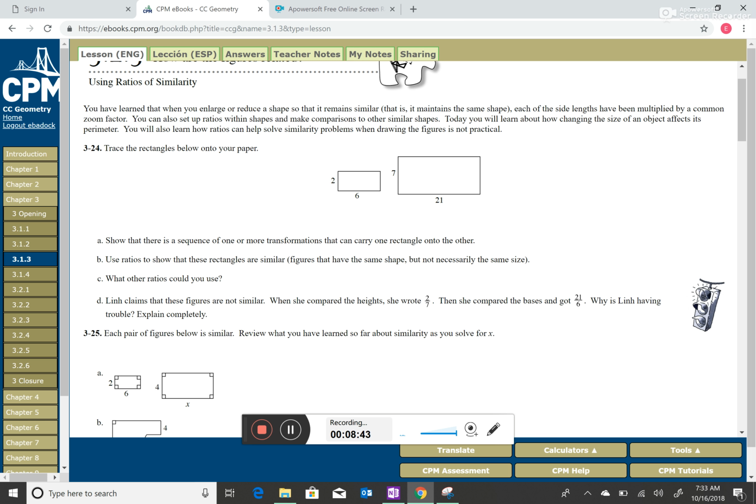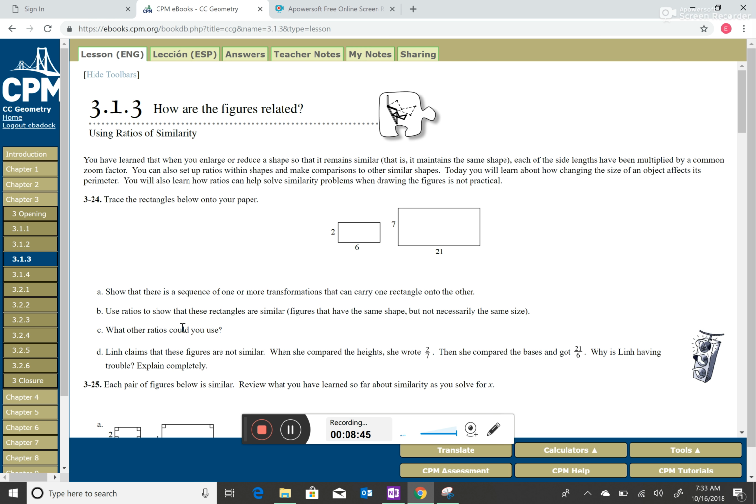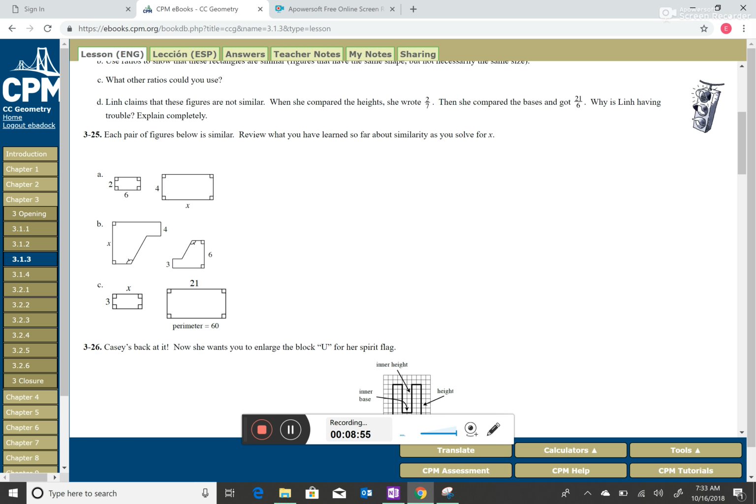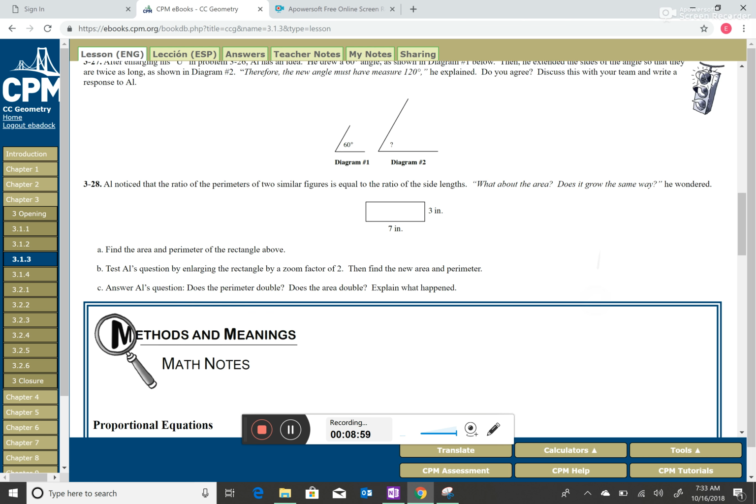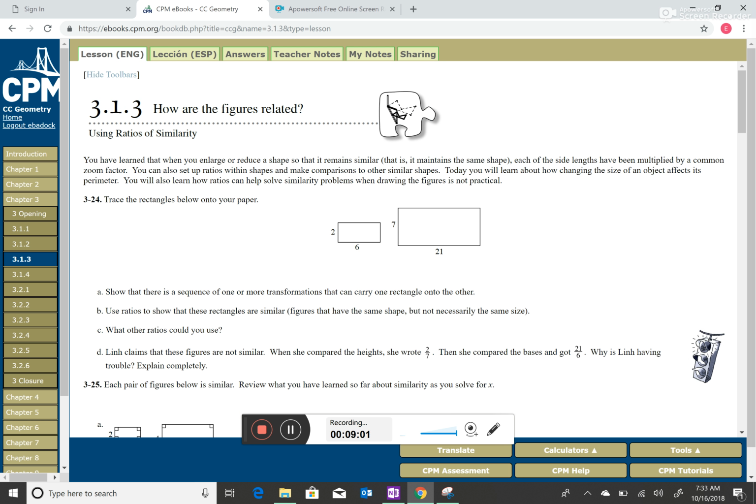So 3.1.3 is using ratios of similarity. So now we're actually using them. We're not just discovering them. So how are the figures related? We are going to talk about question 3-24 together, and then you guys are going to do 25, 26, 27, and 28 in class, along with those other 2 problems.